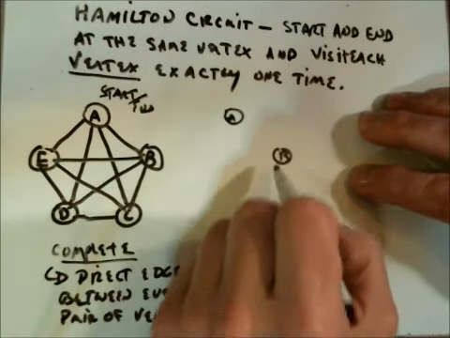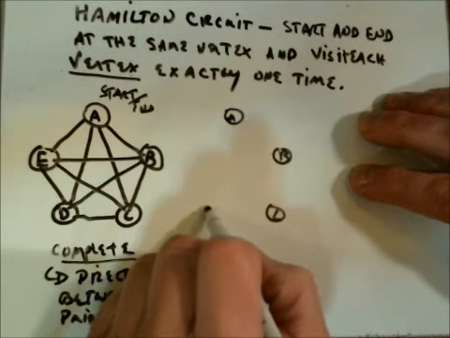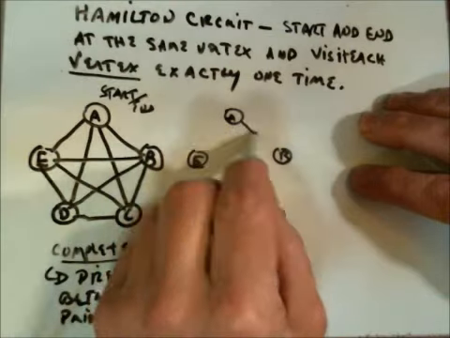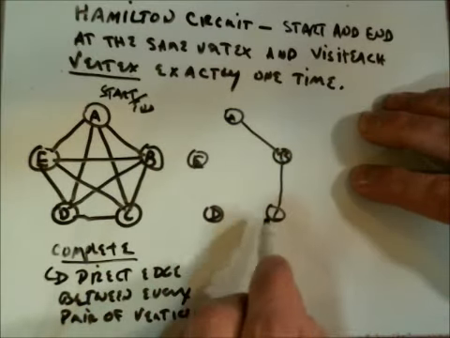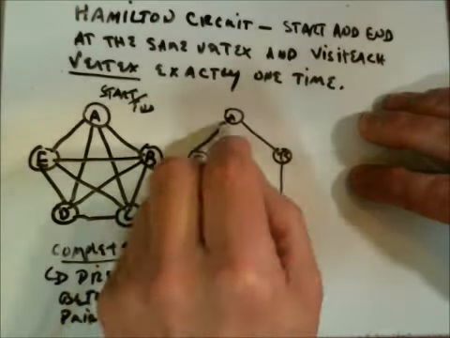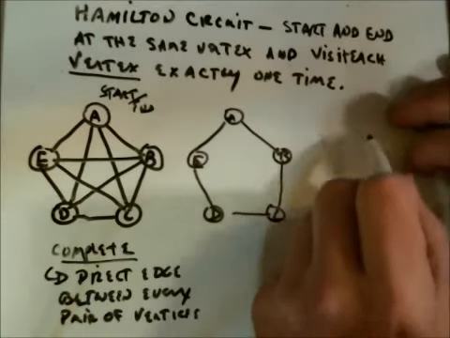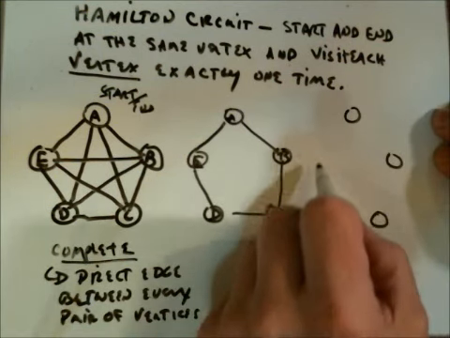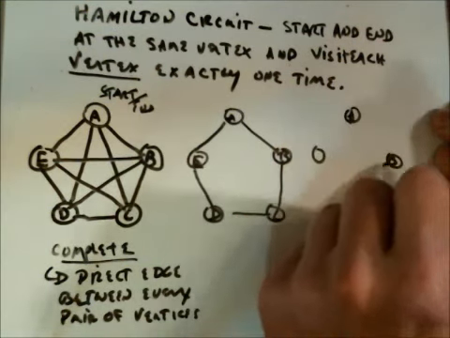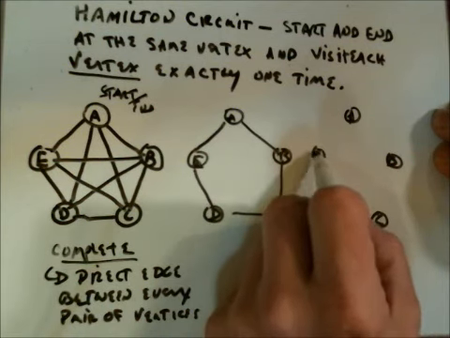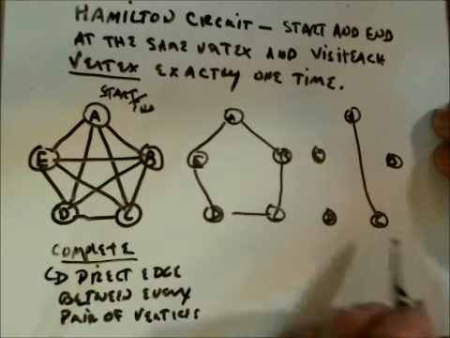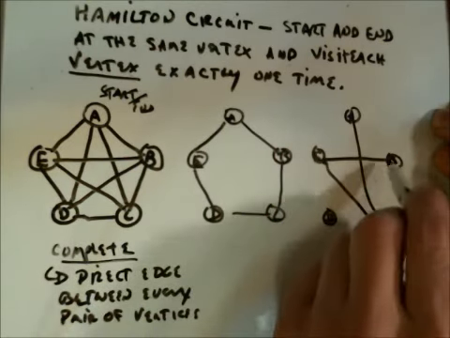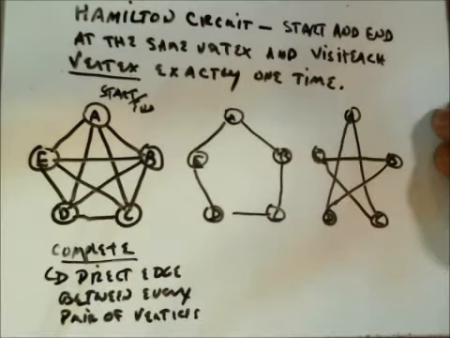Just show you a couple of possibilities here. I could go from A down to B, B down to C, C over to D, D over to E, and back to A. That'd be one way. Another way I could do it, I could go from A to C, from C up to E, E over to B, B down to D, and then back up to A.